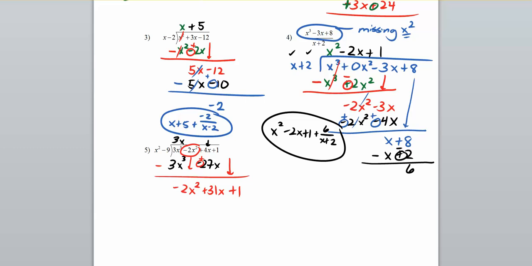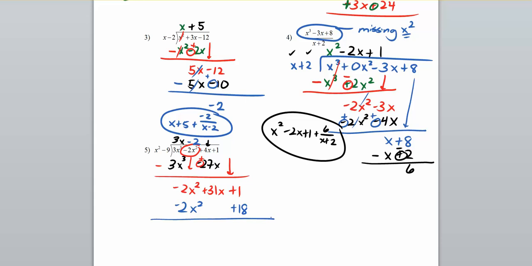I'm going to start over again and see what I can match up. So I'm going to say, how does x squared become negative 2x squared? Well, I'd have to multiply it by negative 2. So x squared times negative 2 is negative 2x squared. Negative 9 times negative 2 is positive 18. But I don't want to put it with the x's. I want to put it over here.